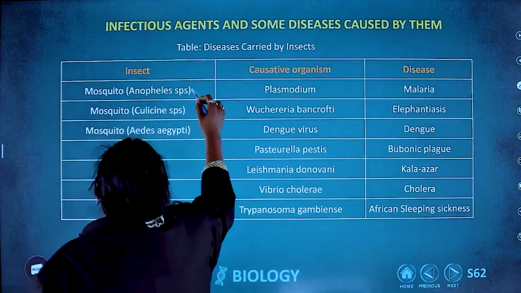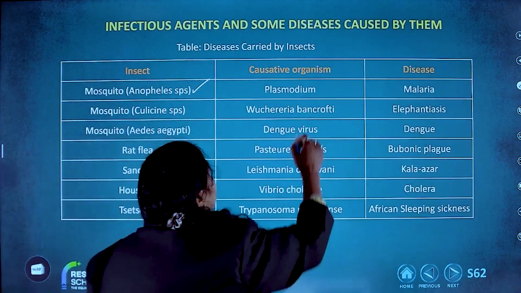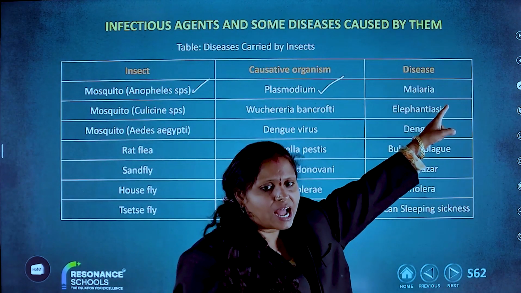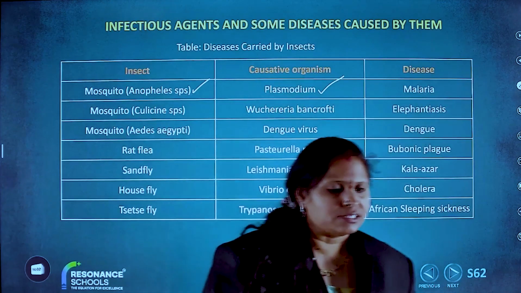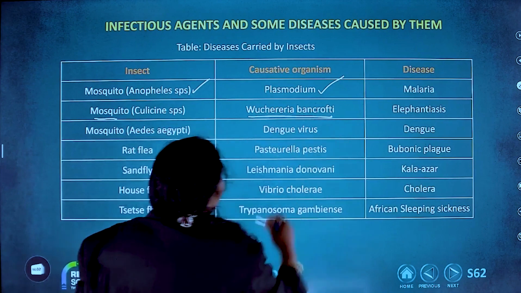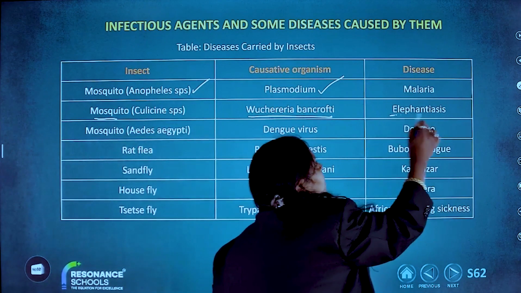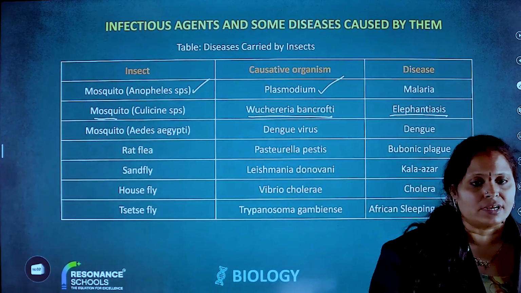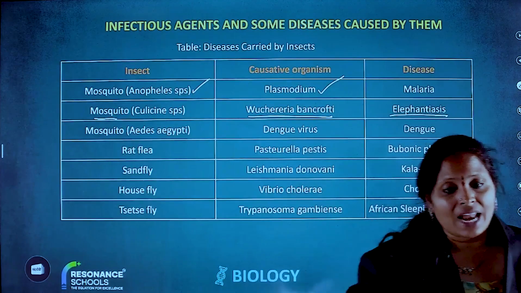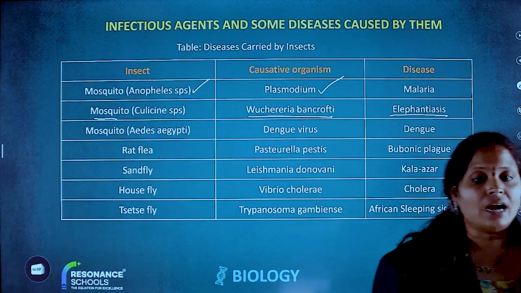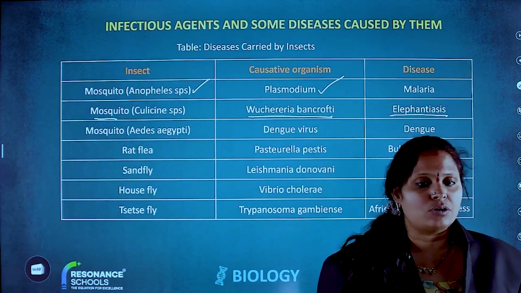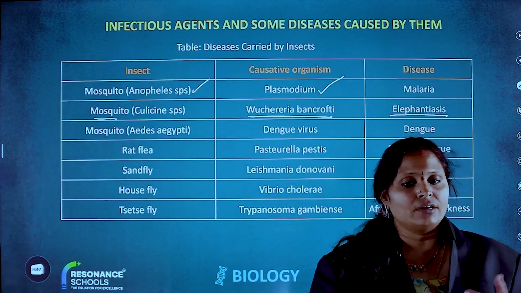Mosquito. Causative organism is Plasmodium. What is the disease carried? Malaria. Just now we have discussed. Okay. And mosquito, Wuchereria bancrofti. They cause elephantiasis. What is elephantiasis? You know your legs. From the thigh part, the leg will be completely swollen. That looks like an elephant leg. Elephantiasis. Don't say fat. It is not fat. It's a chronic disease. Very good.